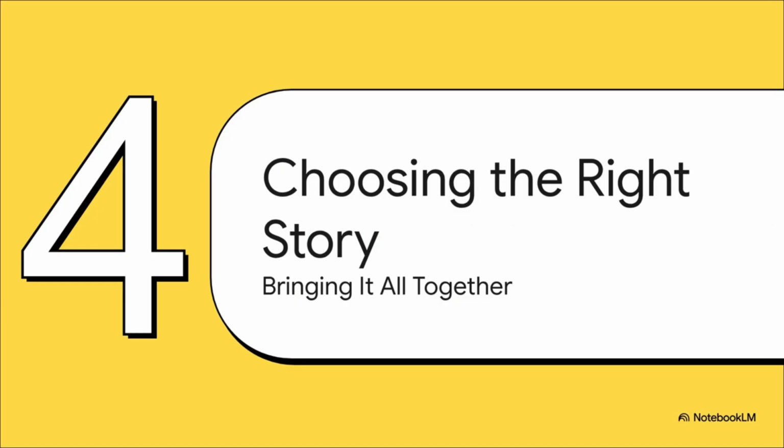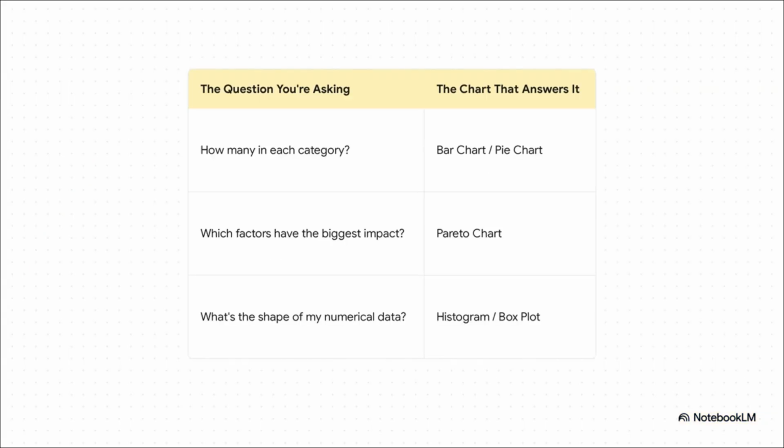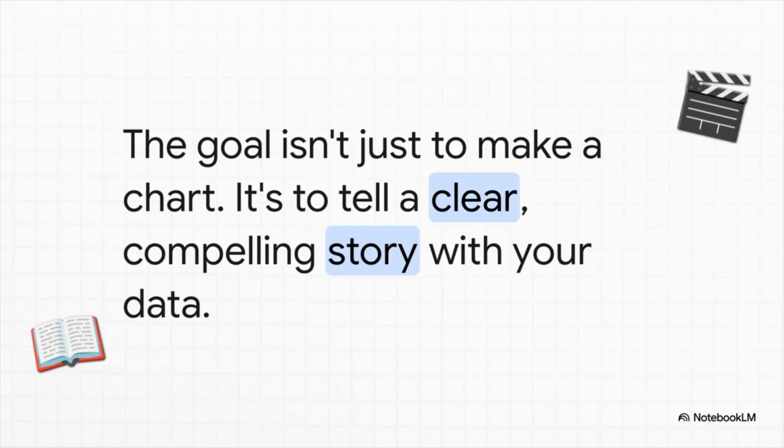So we've looked at counting things, we found the biggest impacts, and we've figured out how to see the shape of our data. Let's kind of bring it all together now, because choosing a chart isn't just some technical thing you do, it's really an act of storytelling. The big takeaway here is to always start with the question you're trying to answer. If you're comparing counts, go for a bar chart. If you're trying to find that vital few, you build a Pareto chart. And if you need to understand the shape of your numbers, a histogram or a box plot is going to be your best friend. Remember, anyone can plug numbers into a program and spit out a graph. The real skill, the real art, is choosing the one visual that will make your message absolutely impossible to misunderstand.